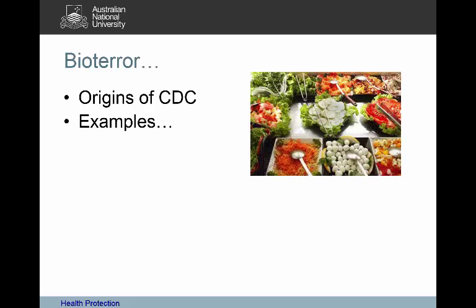A couple of examples. Firstly, salad bars in Oregon. There was a particular religious group, the Orange people, who wanted to see if they could influence local government elections by creating an outbreak, and so they used salmonella. It was actually a type strain, so one you could buy for quality assurance purposes in laboratories. And they went and sprinkled it on different salad bars in restaurants in the town and caused a large outbreak.